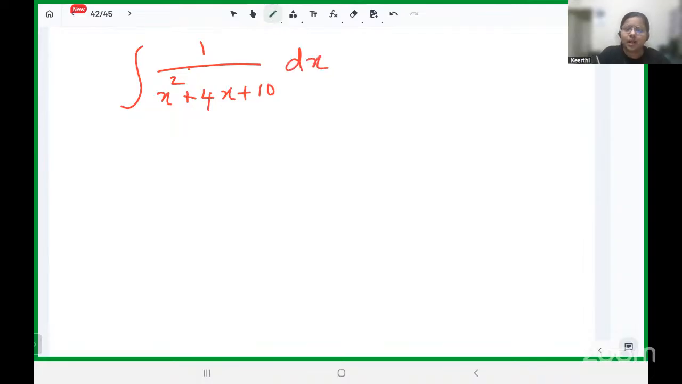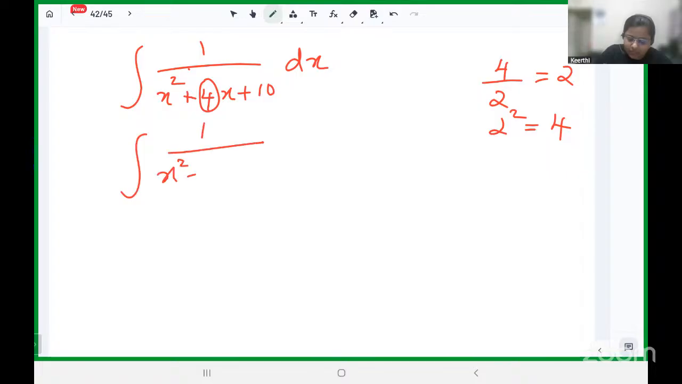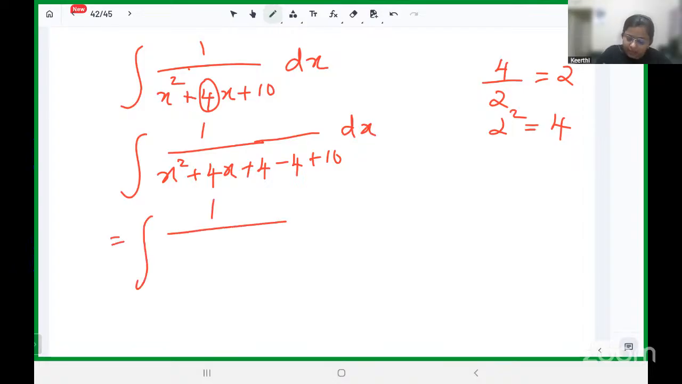We have to use the method of completing the square. First you take the coefficient of x, that is 4. Then you take half of it, it is 2. Then you take the square, that is 2 square equal to 4. Then you add 4, then subtract 4. So this is integral 1 by x square plus 4x plus 4 minus 4 plus 10 dx.